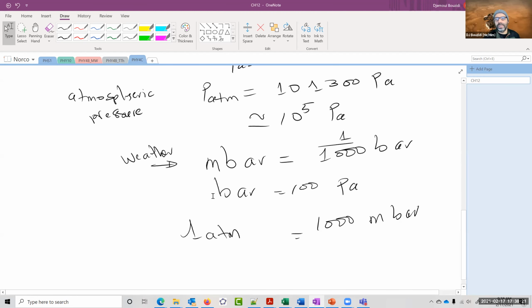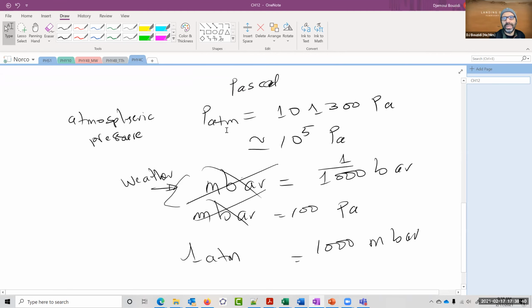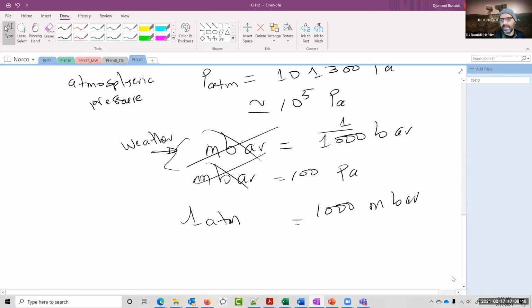Did I do this number correct? I think it's the millibar that is 100. Okay, pascals. It's the millibar. This is not important, but in case you encounter it in one of the problems, you need to refer to the conversion. Most of the time, you will see me using the atmospheric pressure and the pascal. So that's basically how we're going to be talking about it in this chapter.